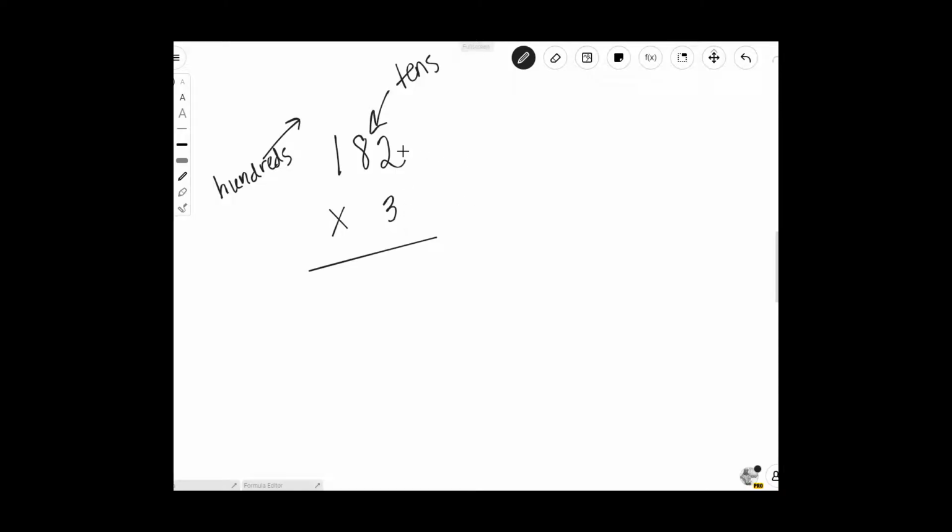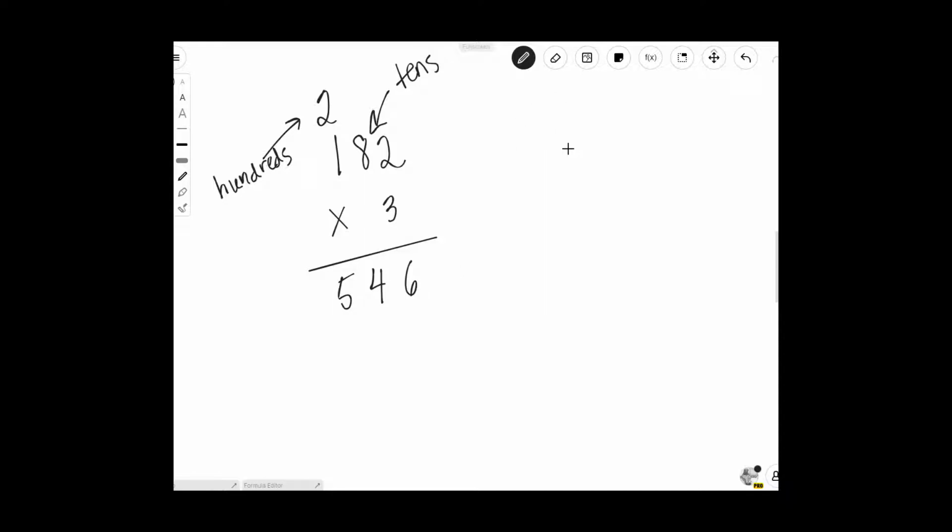So let me explain a little bit better here what the little boy did. So the little boy said 2 times 3 is 6, 3 times 8 is 24, and I'm going to add the 2 to the 1, and then 3 times 1 is 3, plus 2 is 5, so it's 546. Well, the algorithm that he did was correct.